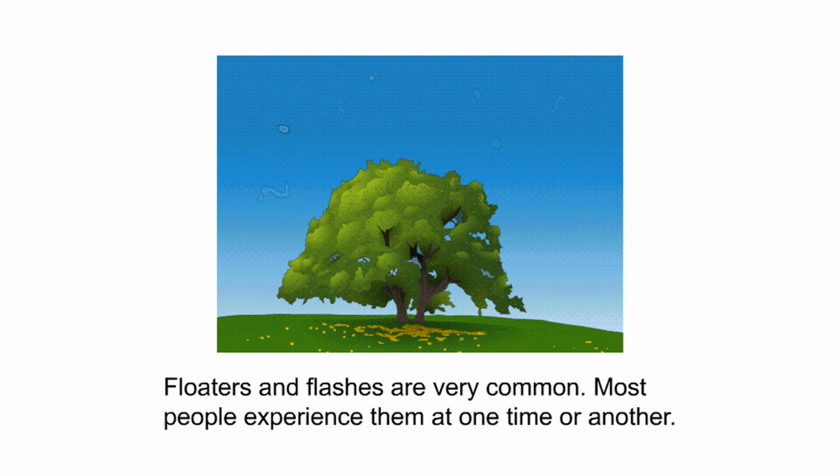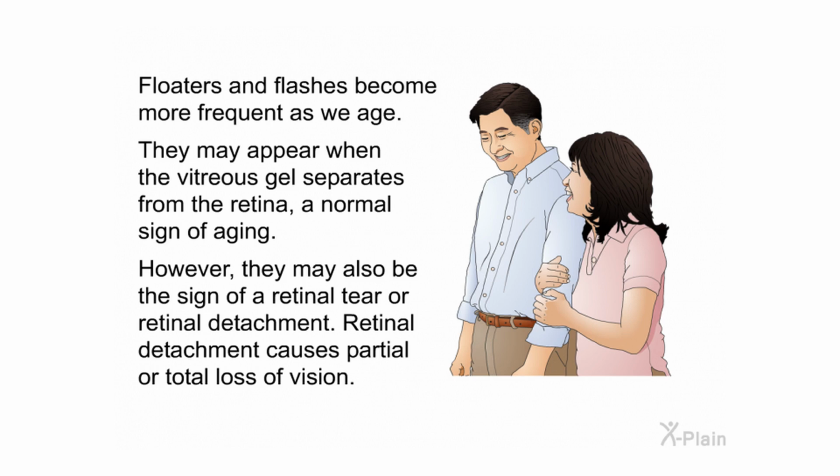Summary. Floaters and flashes are very common. Most people experience them at one time or another. Floaters and flashes become more frequent as we age. They may appear when the vitreous gel separates from the retina, a normal sign of aging. However, they may also be the sign of a retinal tear or retinal detachment. Retinal detachment causes partial or total loss of vision.